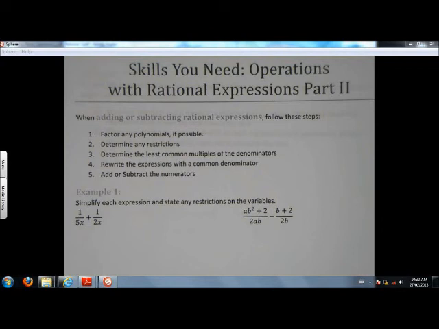Last time we talked about rational expressions. We looked at how to multiply them and how to divide them. Today we're going to look at adding and subtracting.